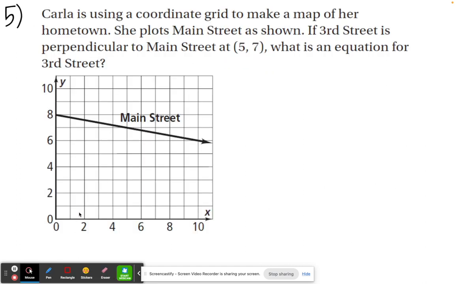Okay, so Carly's using a coordinate grid to make a map of her hometown. She plots Main Street as shown. So here's my Main Street. If 3rd Street is perpendicular to Main Street at 5, 7, what is the equation for 3rd Street? Well, where's 5, 7? 1, 2, 3, 4, 5. 1, 2, 3, 4, 5, 6, 7. So they're going to intersect right here, and it's going to be perpendicular.